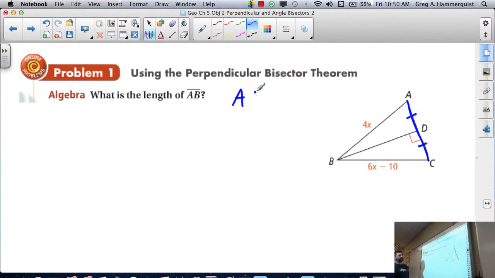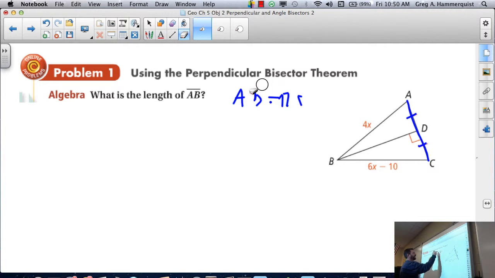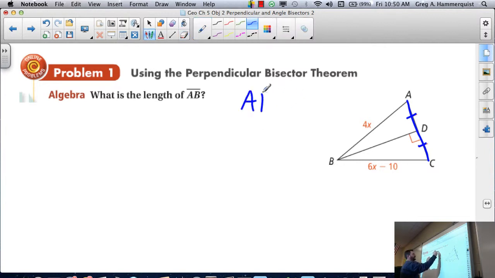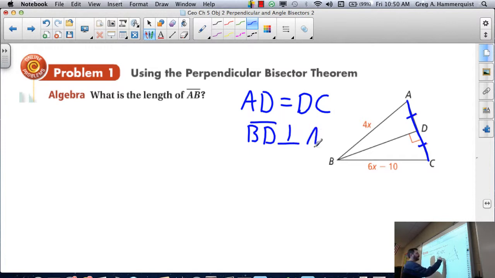AD equals DC, that's a little better. Okay, and we also notice that BD is perpendicular to AC. We've got our little right angle mark here. So if that's the case, what we know then is that this line BD is a perpendicular bisector of AC, and so point B should be equidistant from the endpoints of that segment, AC. In other words, the length of AB should equal the length of BC.